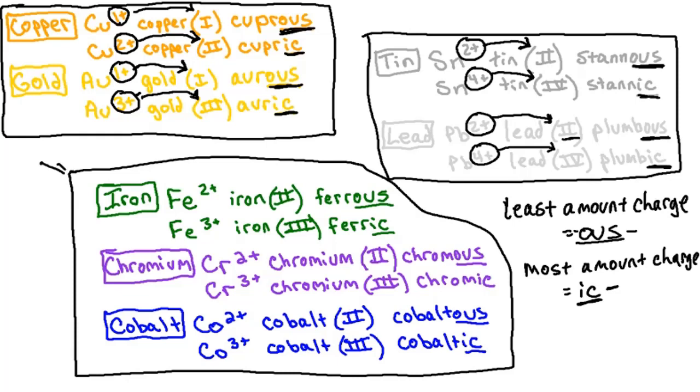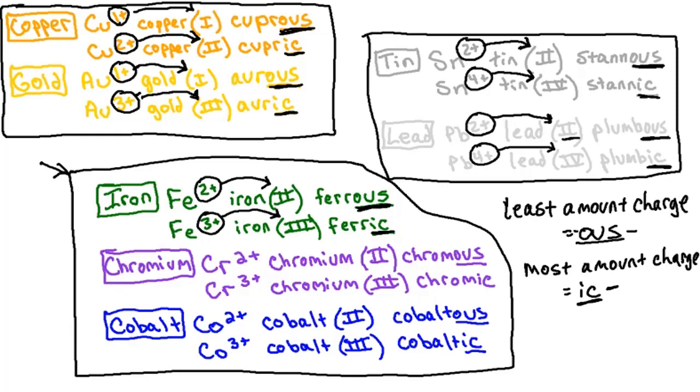Now here is the rest of them right here. There's iron, and iron can be either a 2 positive or a 3 positive charge. So that's going to say what Roman numeral comes after iron when we're talking about it. And of course with the least amount of charge, the 2 positive, it's going to be called ferrous. With the 3 positive, the most amount of charge, it's going to be called ferric.